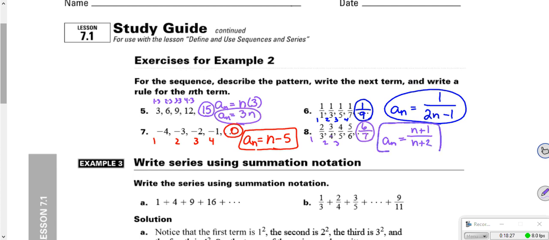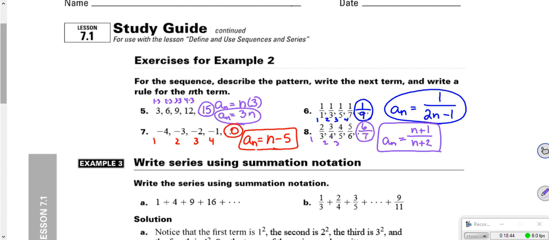That's my rule. Okay? So you have to look at these in terms of the number of the term, or your index. For the first term, you've got to use a 1 in that calculation. For the second term, you've got to use a 2 in that calculation, and so on.